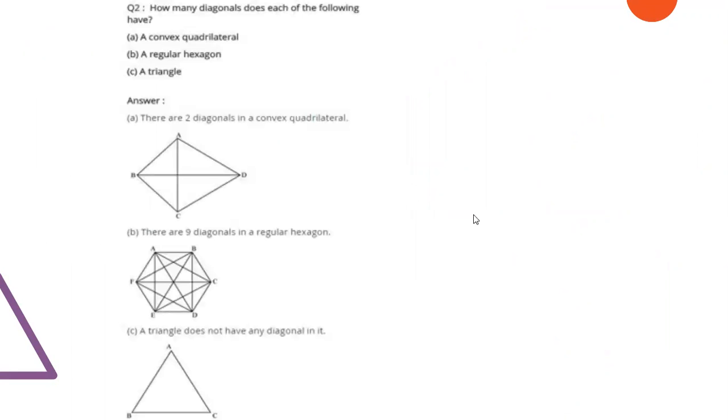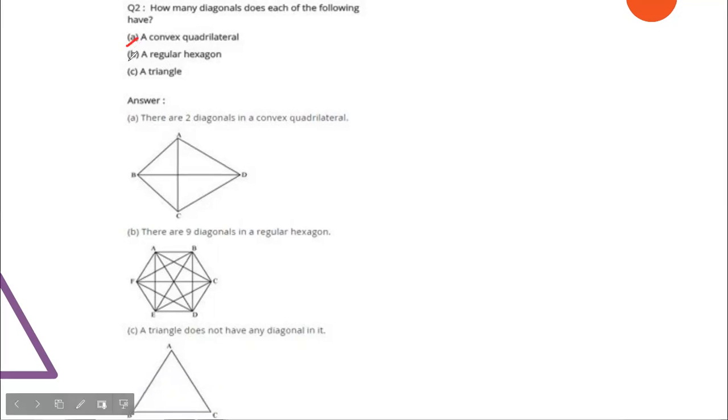Here I have question number 2 displayed for you. Question number 2 says, how many diagonals does each of the following have? We have a convex quadrilateral, a rectangular hexagon, and a triangle. Basically, let us understand these shapes.